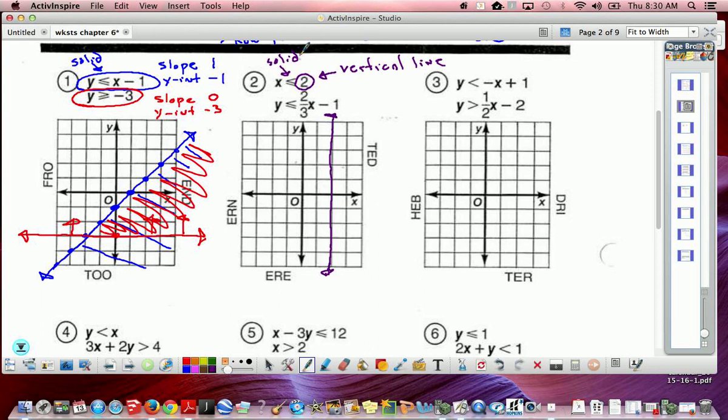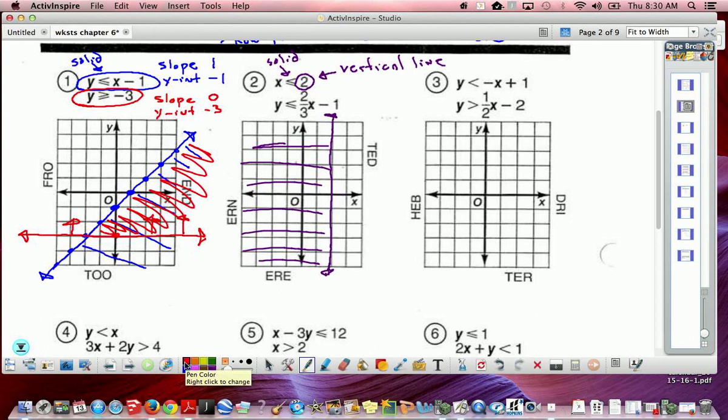Now I need to determine the shading. It's a less than, and this is where it's not above or below because it's a vertical line. So you have to think of what numbers are less than 2. Is it 3, 4, 5, 6, or is it 1, 0, negative 1, 2? So the shading right now is going this way. So we're either putting ERN or ERE in for the next one.